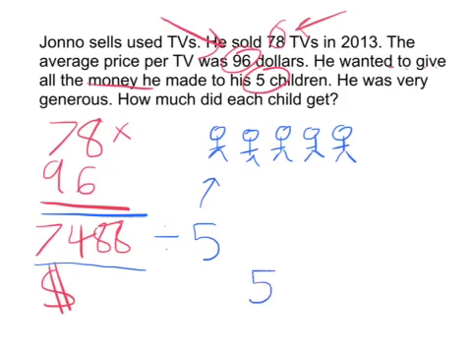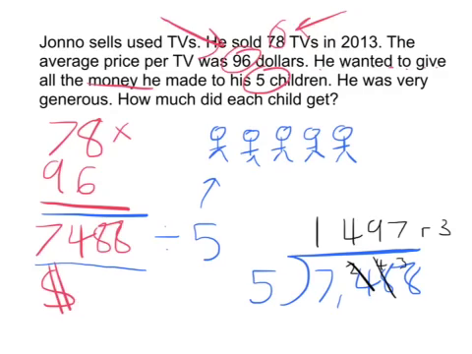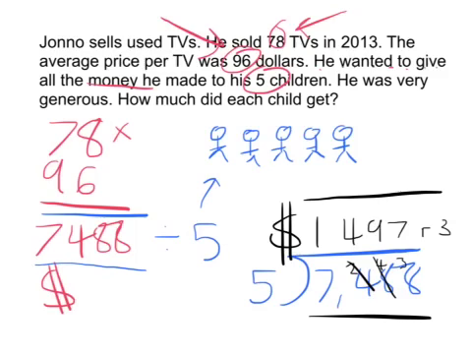Okay, let's do the sum. All right, so 5 children, there's $7,488. How much is each child going to get? I'm not going to go through it with you. You should know how to do this. Okay, and I've just worked that out. 5 into 7,488 goes 1,497 times with a remainder of 3. So we can say that the total sum of money each child would get would be $1,497. This figure here.